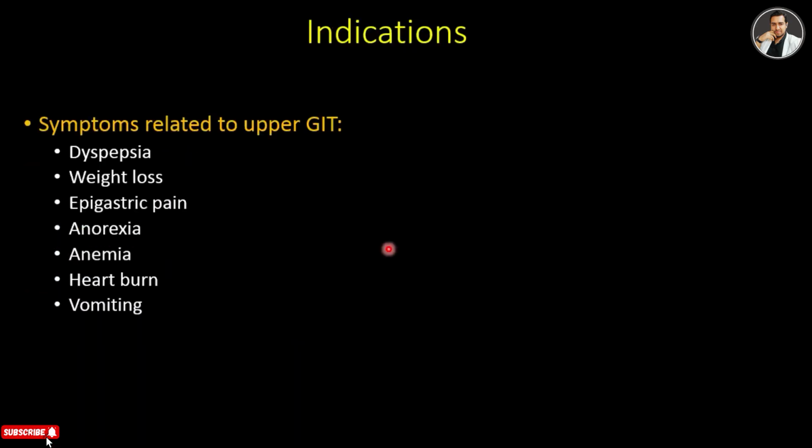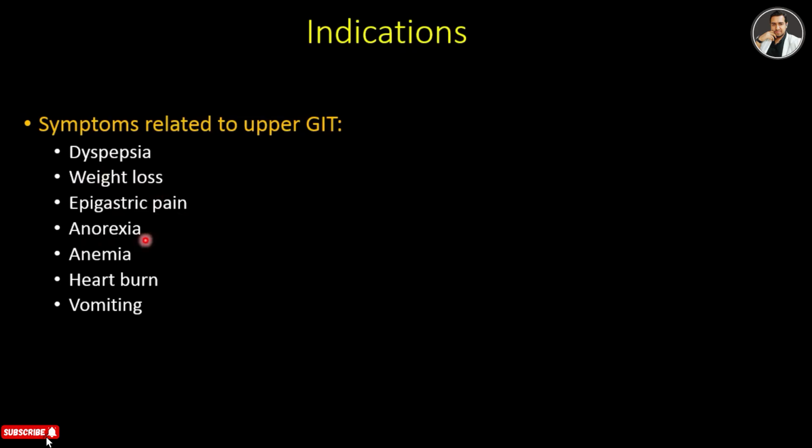And now, what are the indications of the barium meal? So let's know this. There are two types of symptoms. One is the symptoms related to the upper GI tract, and they are dyspepsia. Dyspepsia means a condition of impaired digestion. If the patient has a problem with digestion and a feeling of heartburn or abdominal fullness or nausea or belching, that's the condition of dyspepsia. And then weight loss, the patient is losing weight, and epigastric pain and anorexia.